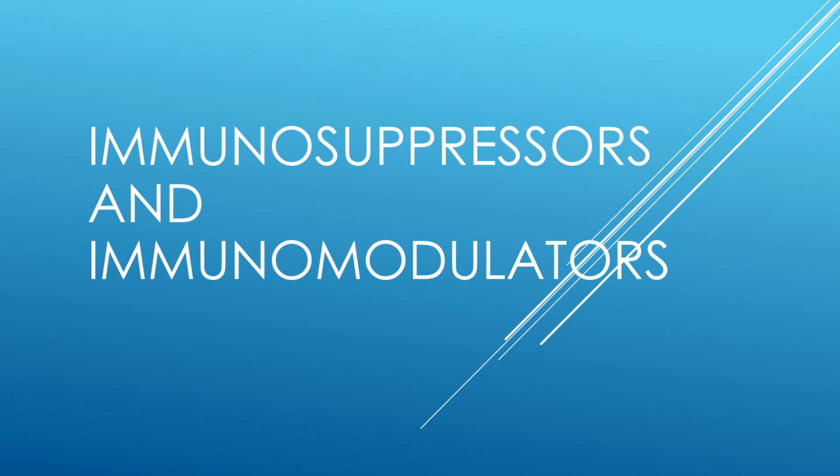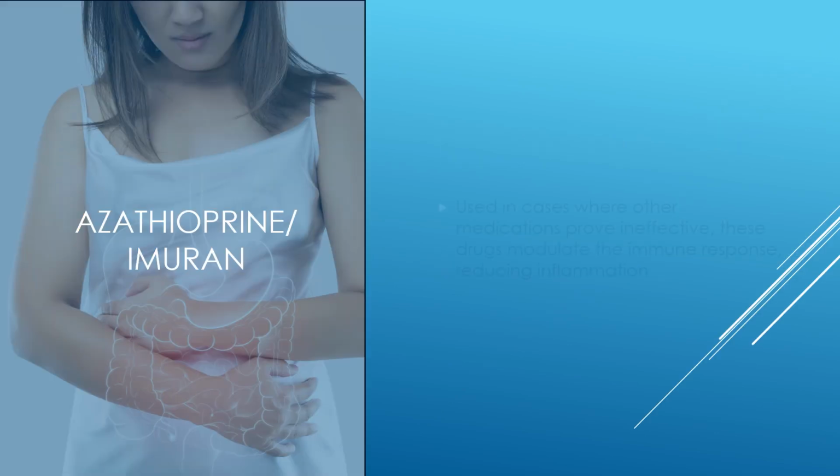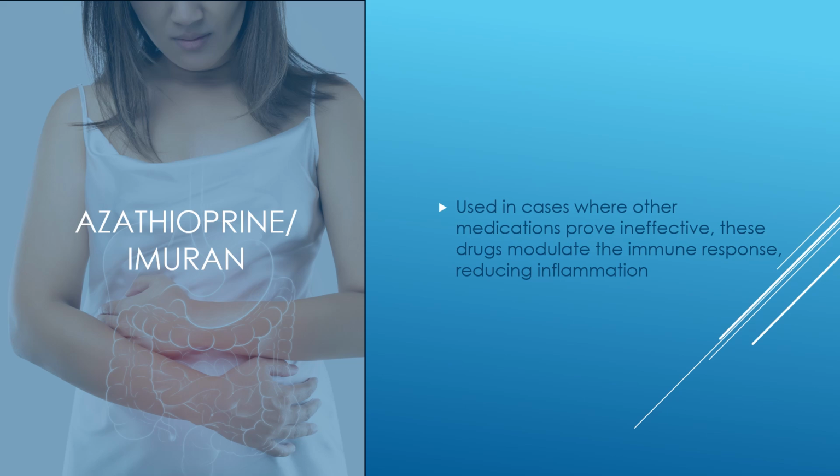Immunosuppressors and immunomodulators. Azathioprine/Imuran. Immunosuppressors. Used in cases where other medications prove ineffective. These drugs modulate the immune response, reducing inflammation. However, they carry risks of increased susceptibility to infections and certain cancers.